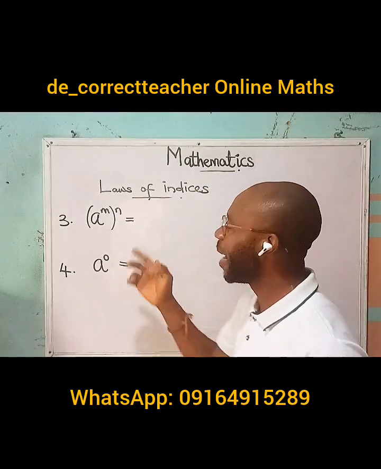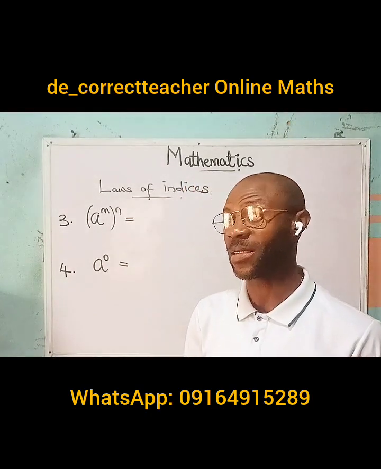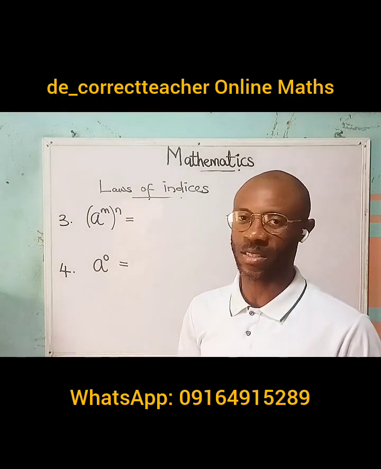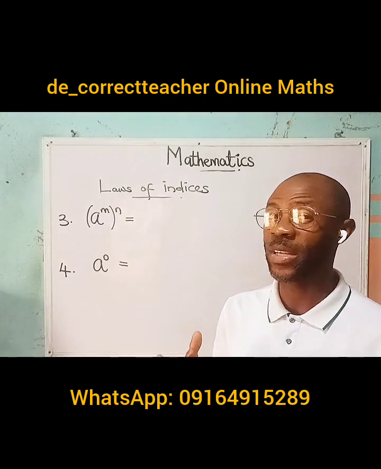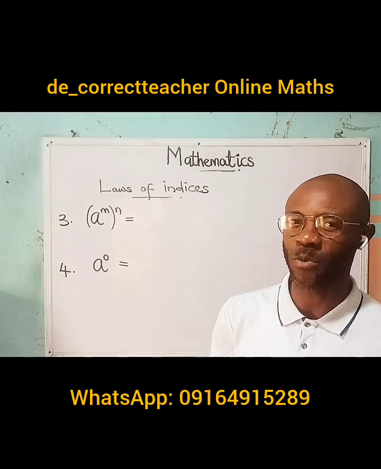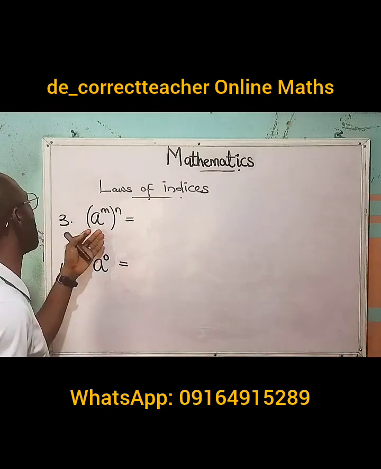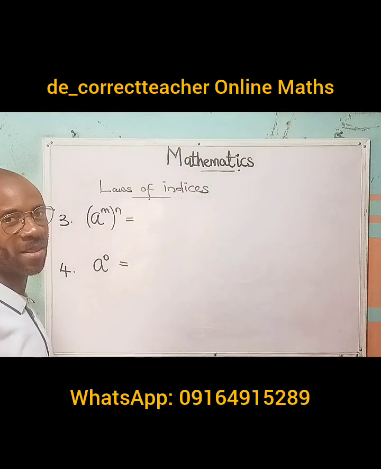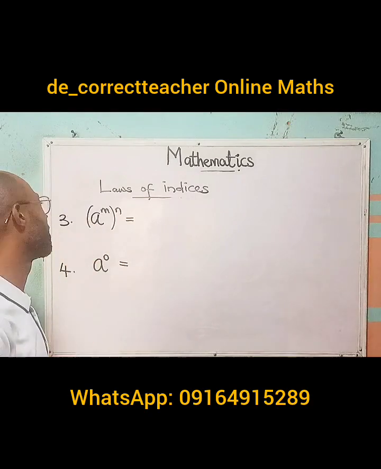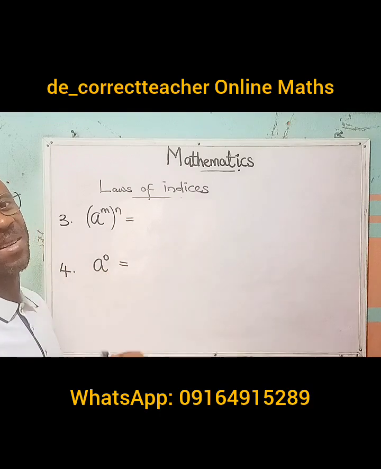So, we are continuing from our last class. Remember, in our last class, we started looking at laws of indices. We have looked at law number 1 and law number 2. Today, we're looking at law number 3 and law number 4. Law number 3 is when you have A index M, close the bracket, index N. Now, this law is called the multiplying of powers law.